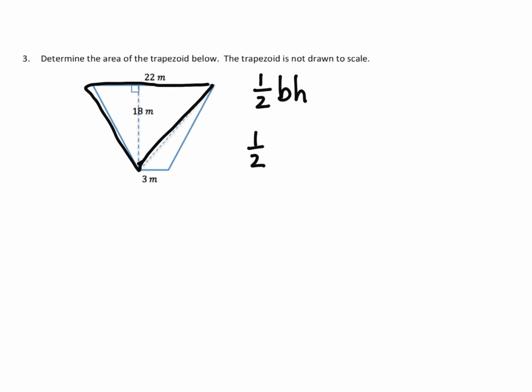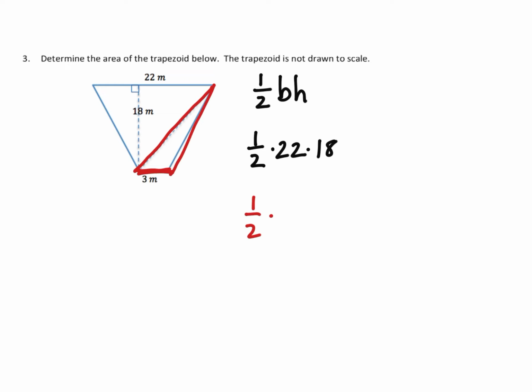So this one is half. The base is actually on the top this time. They flipped that triangle upside down. So it's 22. And the height is 18. Then there's the second triangle in here, which is this triangle right here. So we have half. This one has a base of 3, and it is also 18 tall. It's the same distance there.